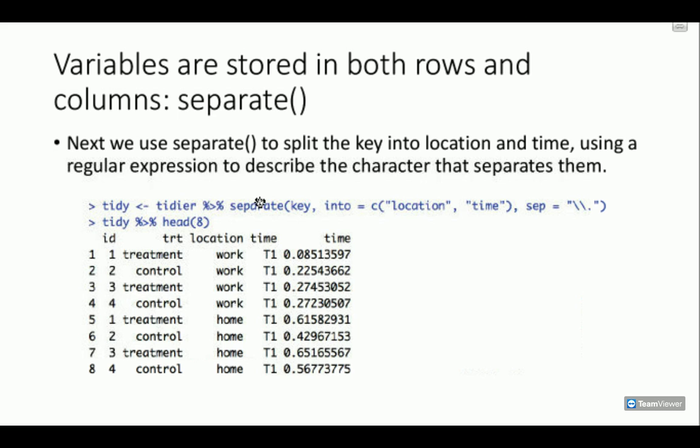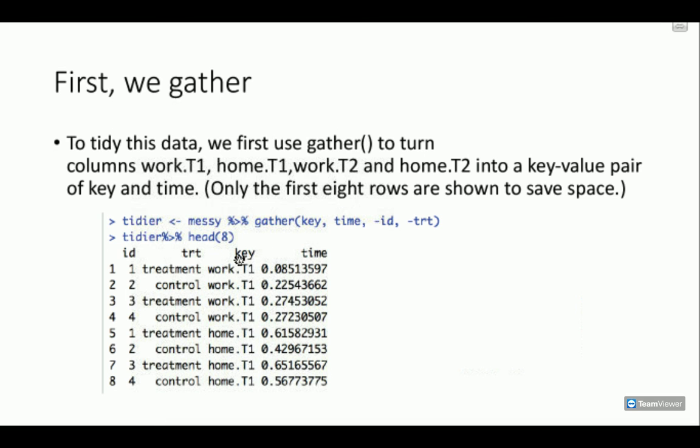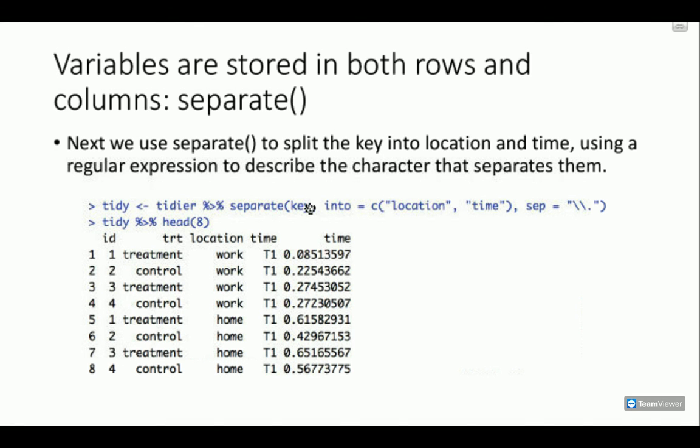So you can pipe the previous one into separate, and then the particular column that you want to separate. So here you give it the column that you want to separate, which is the key over here, and then you give it the second argument, which is the into, and give it 2 new names, because you are splitting the key values. You're splitting it into 2 columns called location and time, and then you will have to give it by what you need to split.